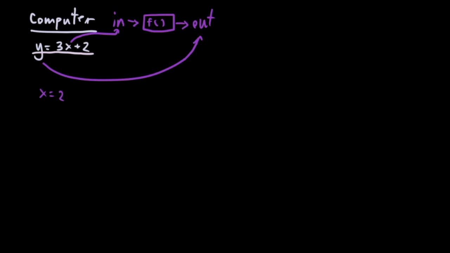So you would input 2 and say, okay, 3 times 2, what is that? 6 plus 2, that's 8. Okay? So once you input that into 3x plus 2, you say 3 times 2 plus 2 equals 8. So then you have y equals 8. Okay, y equals 8 is our output. So this directly corresponds with our output.